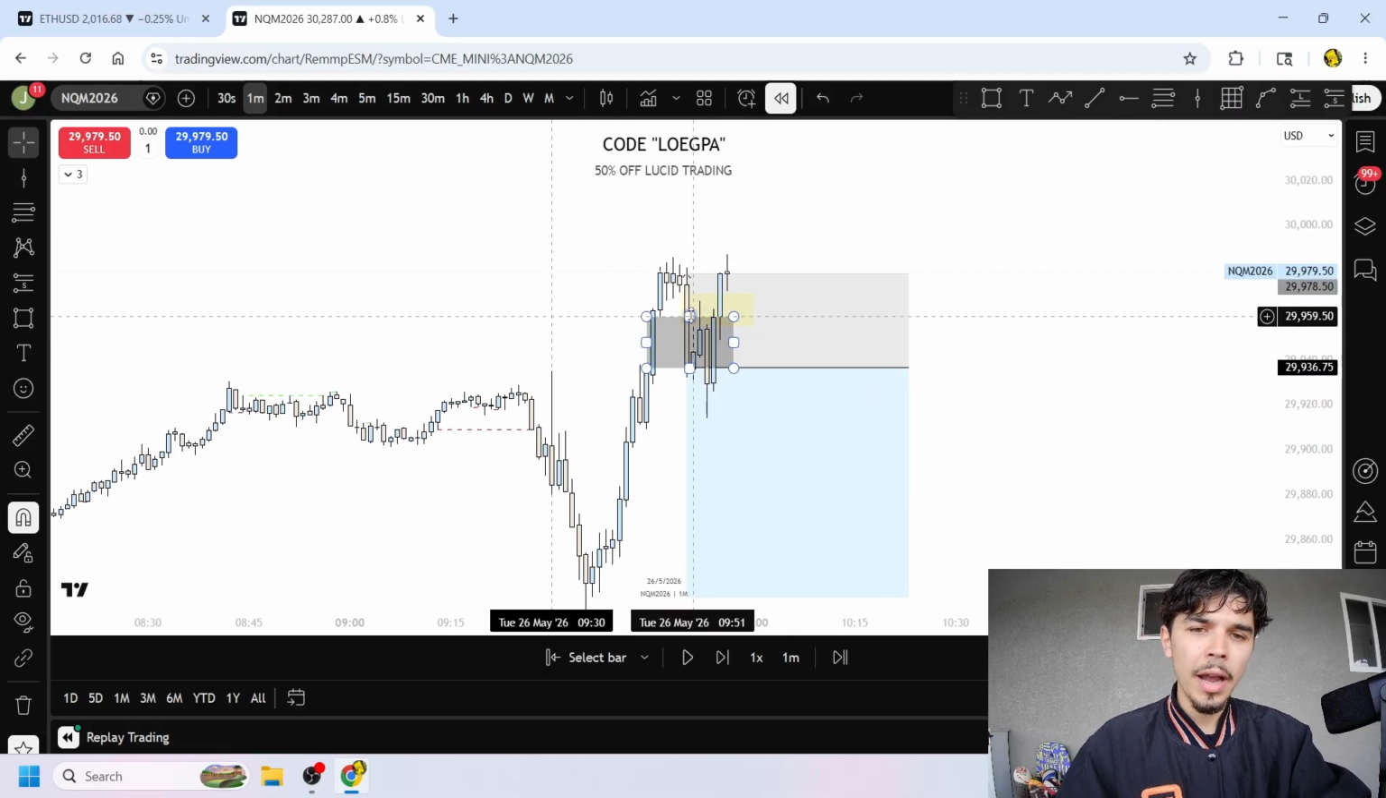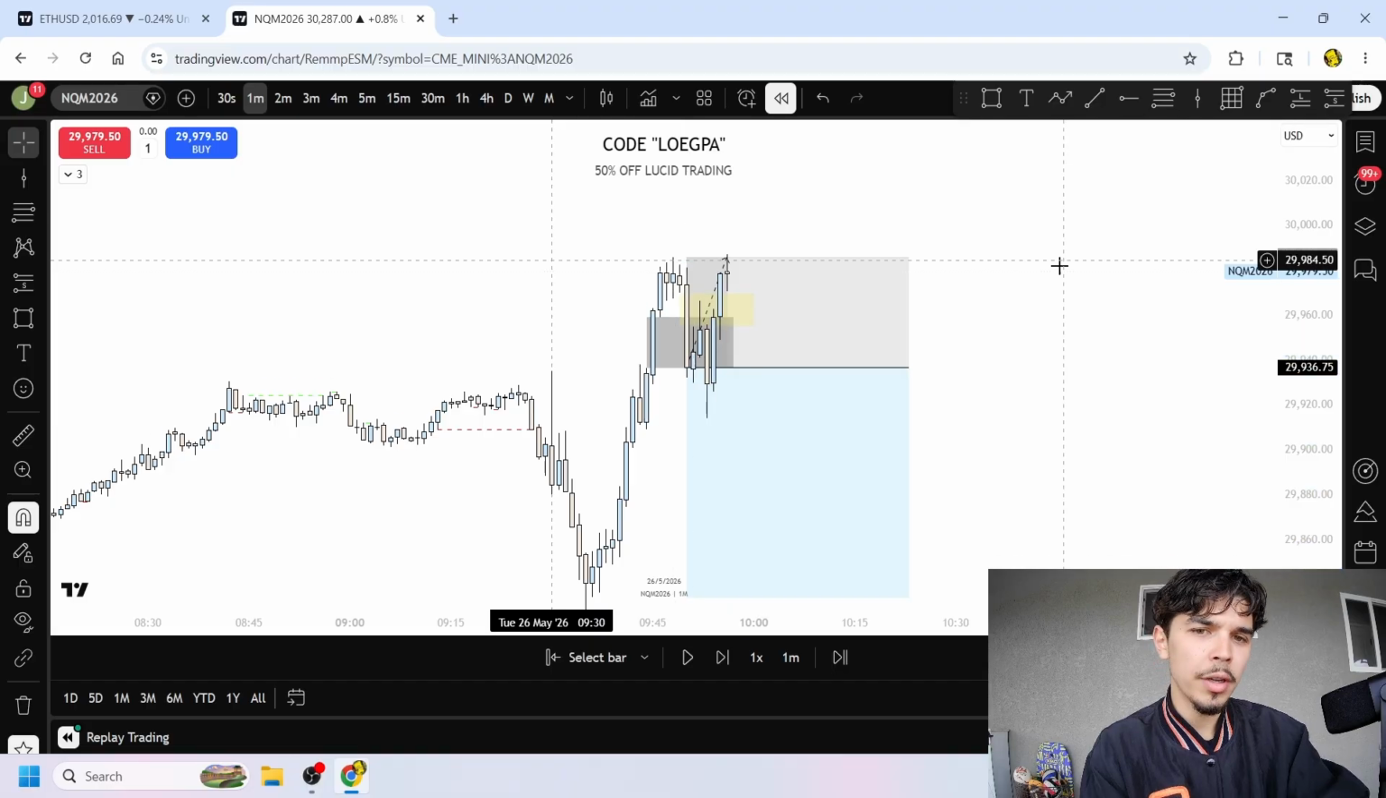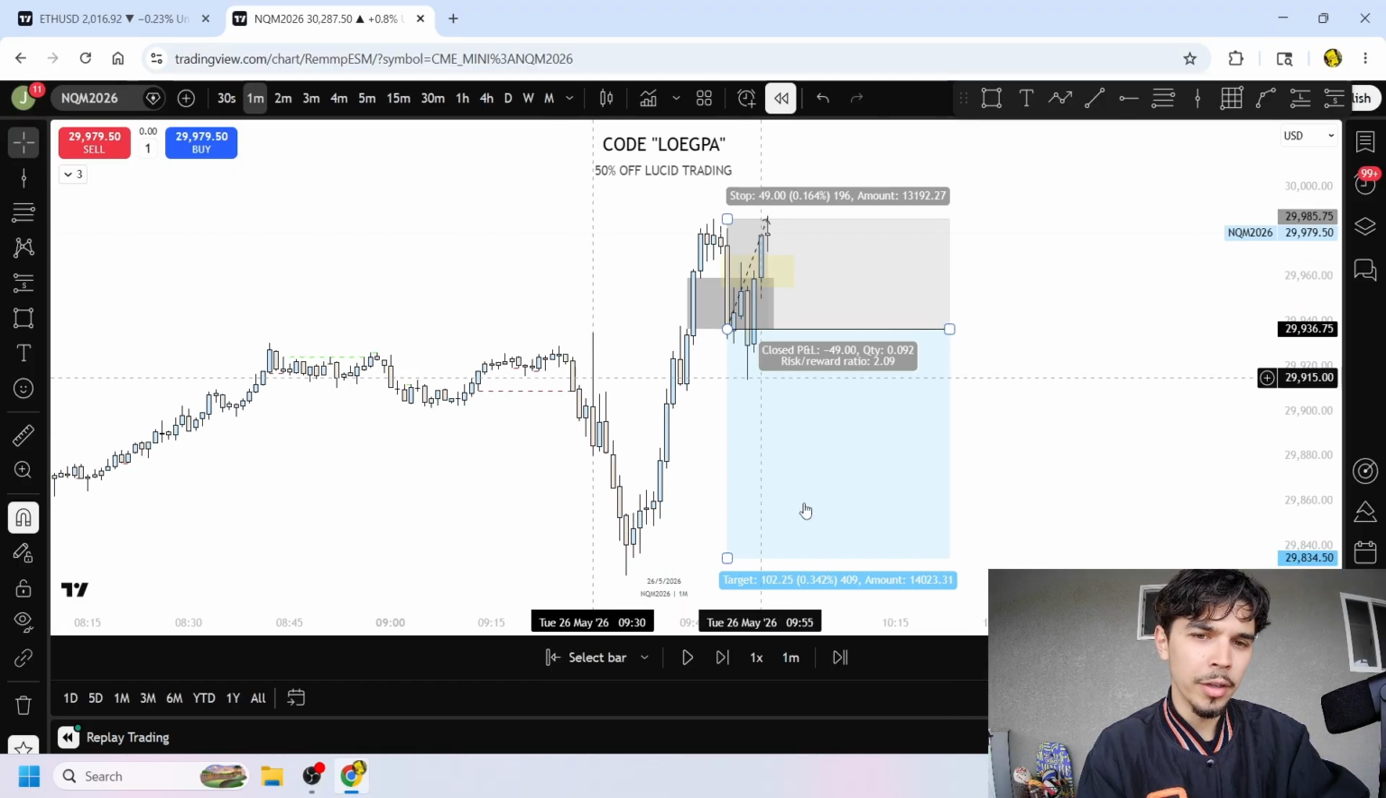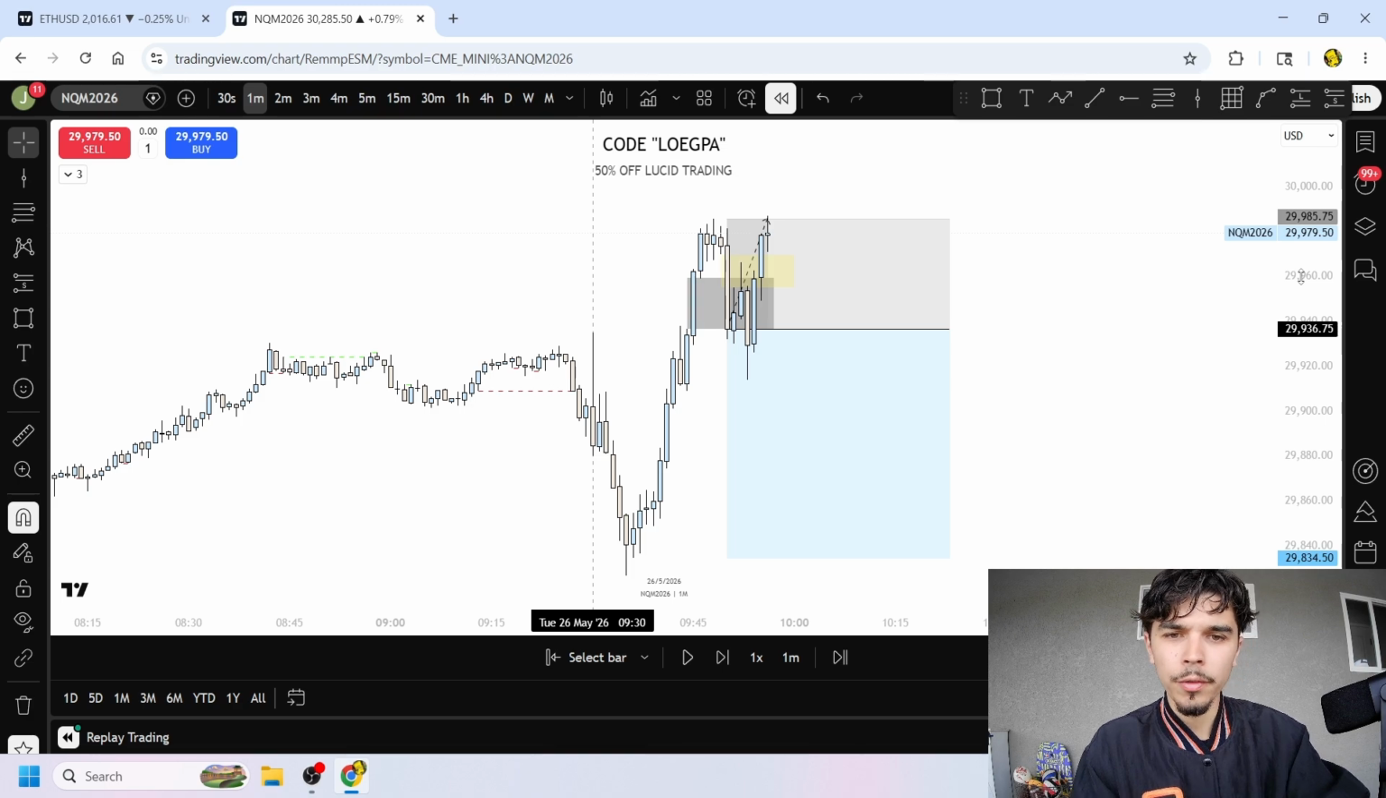But again, I have seen plays like this where you would put it at the swing high, we do inverse this, and then we do end up continuing lower. So it's all just personal preference at the end of the day.